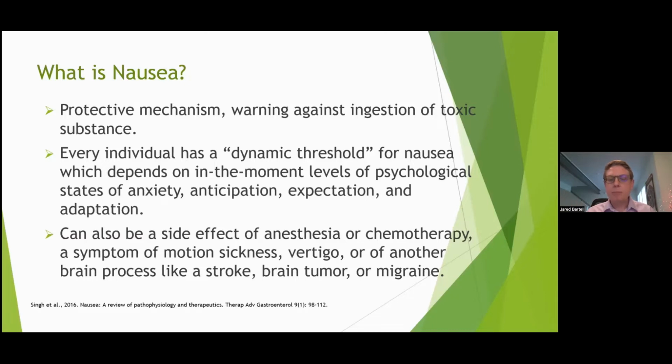Nausea on its own, in addition to just being a warning against toxic ingestion of a substance, can also be a side effect of many things. So anesthesia, chemotherapy, we think about. It can be a symptom of motion sickness, vertigo, another brain process like stroke, brain tumor, or migraine. Which we'll focus on that last part, of course, in just a little bit.